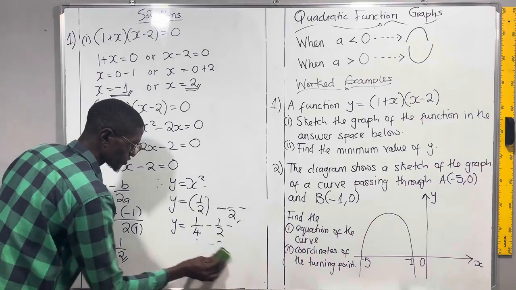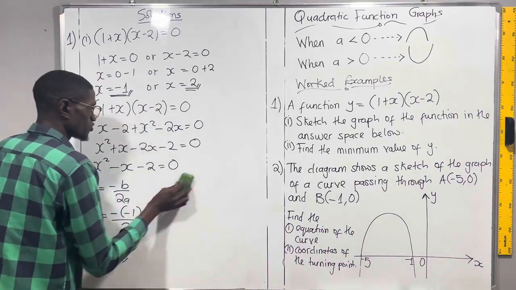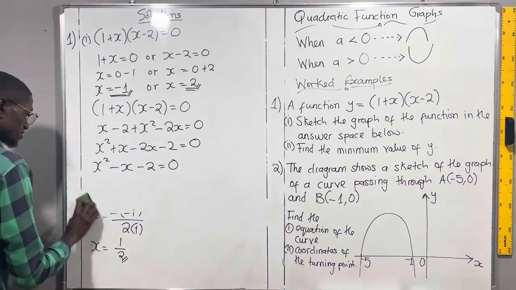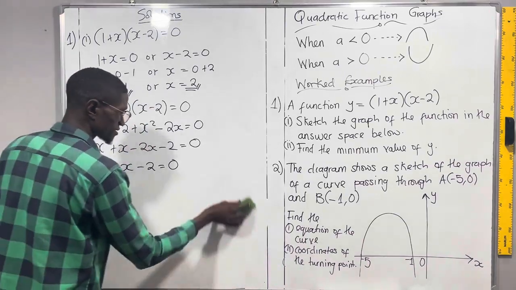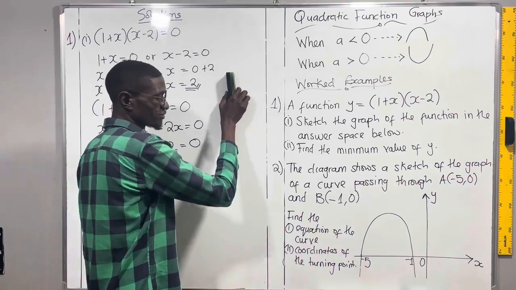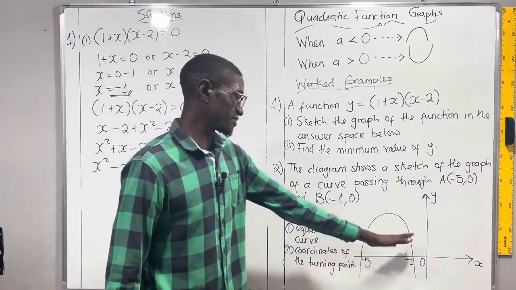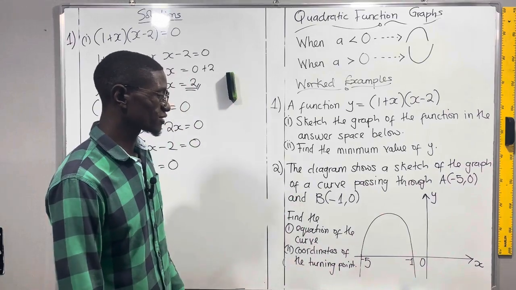So this is the one where they draw the graph for you, and then usually they will ask you to find the coordinates where the graph is cutting through the y-axis or the x-axis. But in this case, they've given us the coordinates where this graph is cutting through the x-axis, and now they want us to find the equation of the graph.